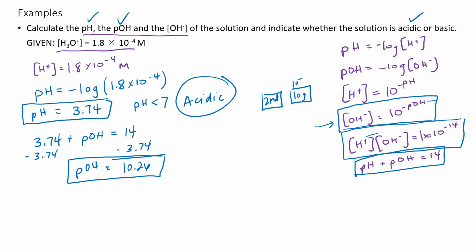All right, so if I take 10 to the negative 10.26, I end up getting, for my hydroxide concentration, 5.5 times 10 to the negative 11.